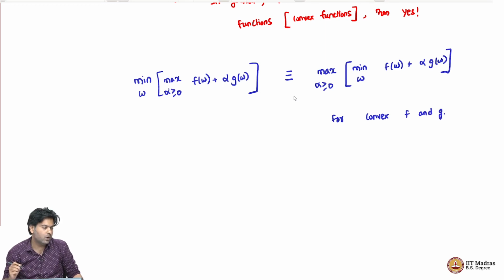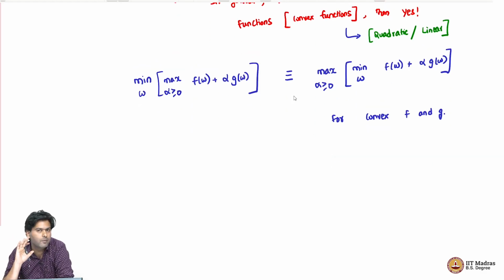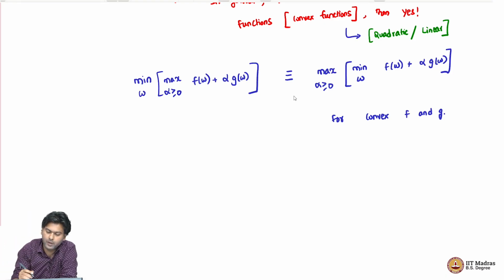We have already seen what convex functions are. For our purposes, the most important convex functions that we will encounter, at least in this particular algorithm, include quadratic functions and linear functions. These are all convex functions. So you can very well assume that the statement I made holds for quadratic and linear functions, and that's all we would need for our understanding at this point.